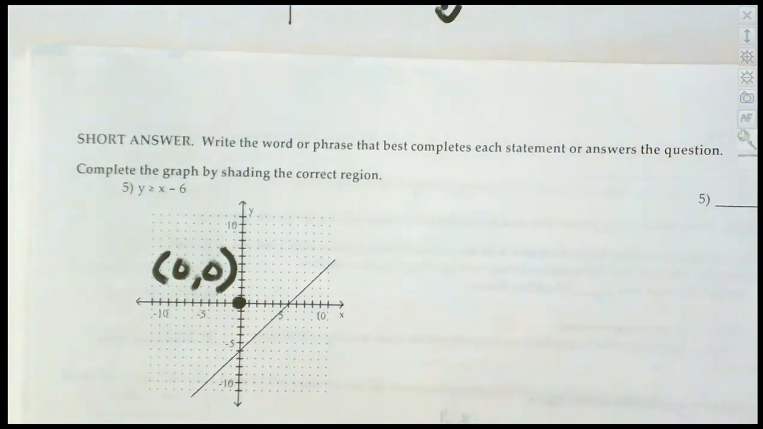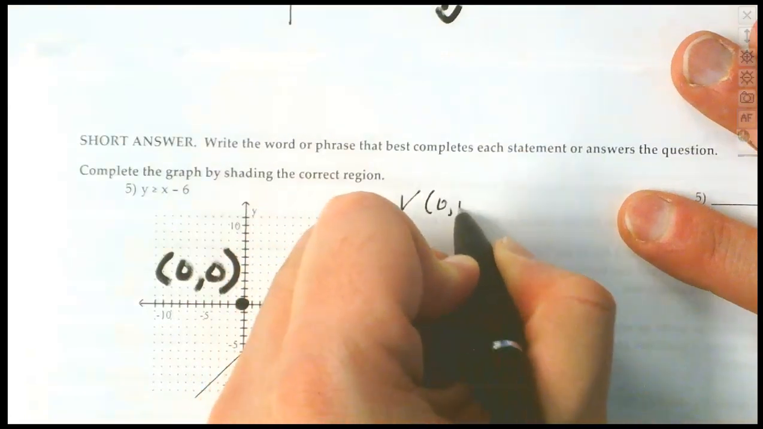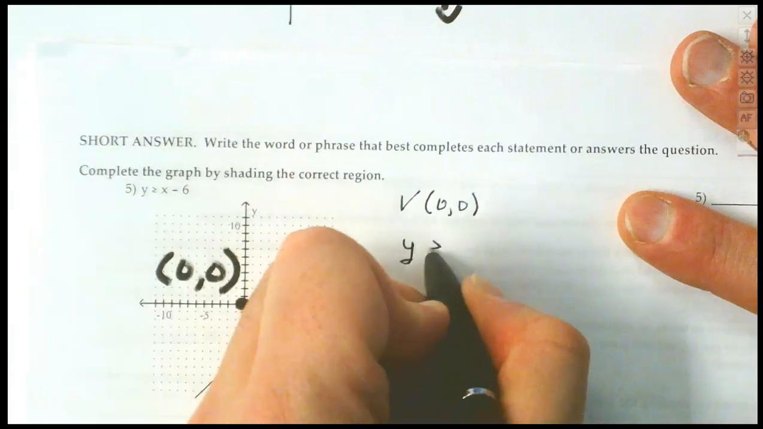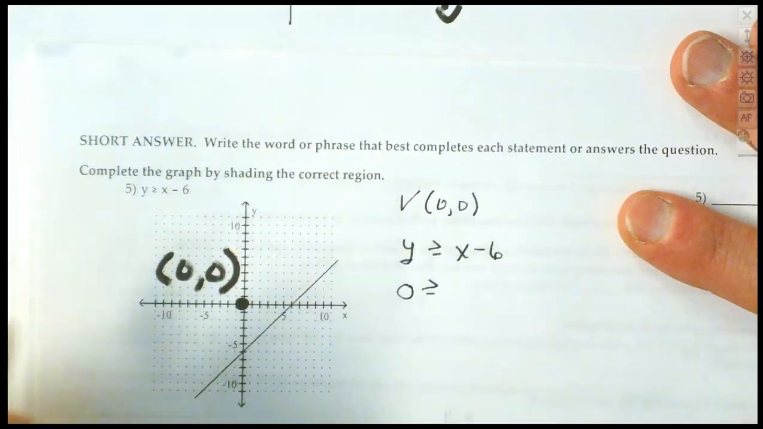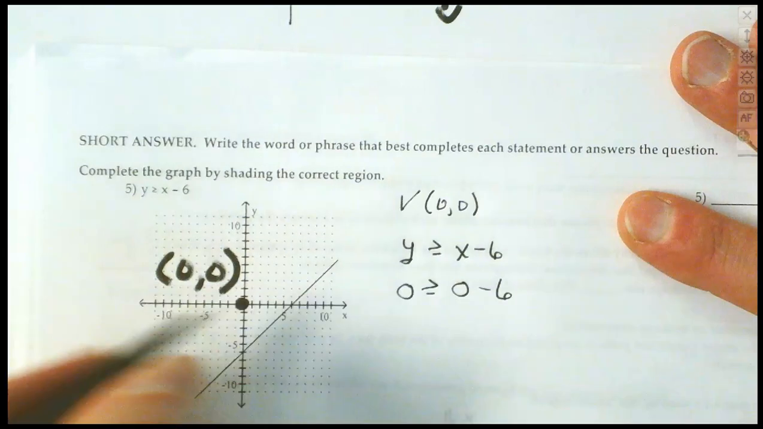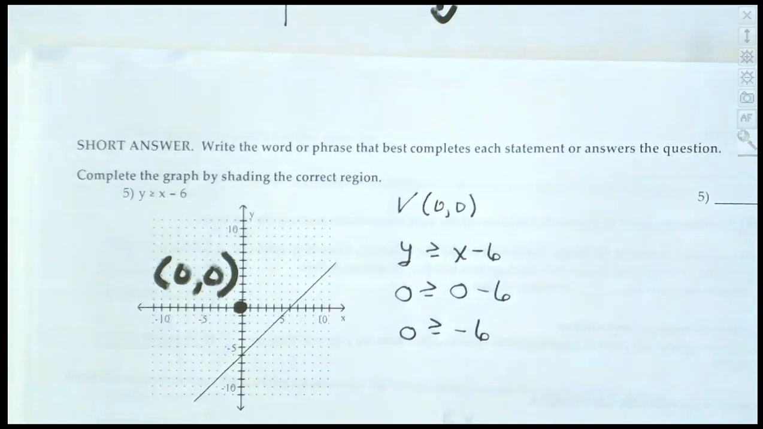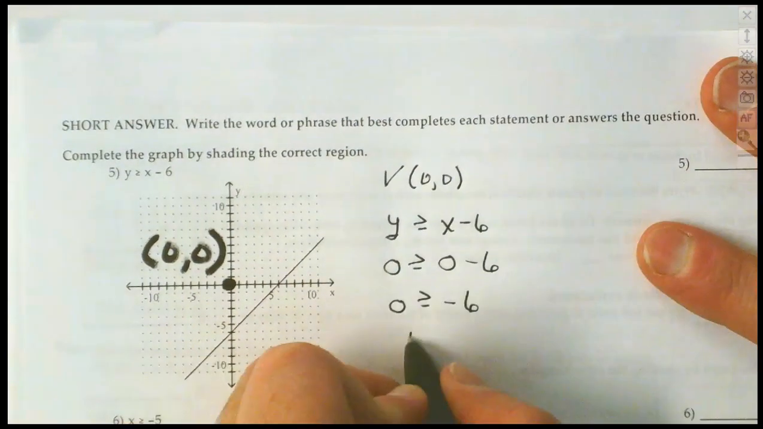So we're going to check (0, 0). We're going to plug it in, and see if it's true or false. We've got y is greater than or equal to x minus 6. We plug in our zeros, and that gives you 0 is greater than or equal to negative 6. Well, is 0 bigger than negative 6? It is. So this would be true.